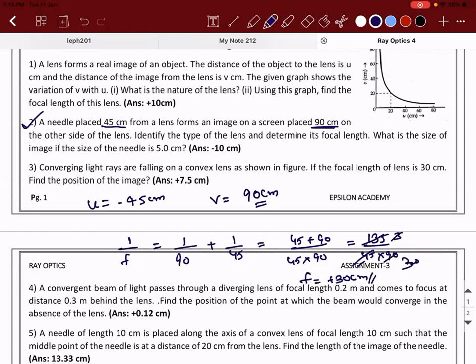Focal length is plus 30, which means it's a convex lens. Determine its focal length: f is equal to plus 30 centimeter. What is the size of the image formed?